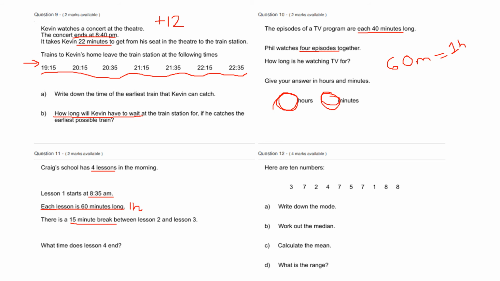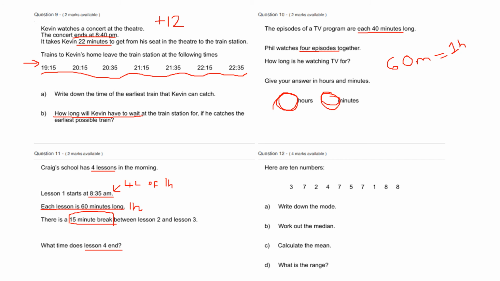So basically he's going to start at this time here. He's going to do 4 lessons which are 1 hour each. So you just need to add 4 hours onto his start time. And then you need to add on his 15-minute break that he had between lessons 2 and 3. So add on 4 hours, add on the 15-minute break, give the time his lesson ends.